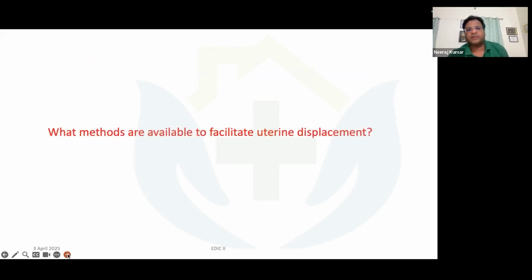Now coming to the next part. What are the methods that are available to facilitate uterine displacement? Again, they can ask this question: what are the methods available for facilitating uterine displacement? Because we know that because of the increasing size of the gravid uterus, it may cause supine hypotension syndrome, or because of the large size of the gravid uterus, it compresses your IVC, leading to the problem. So that's why, what are the various methods to facilitate this uterine displacement?